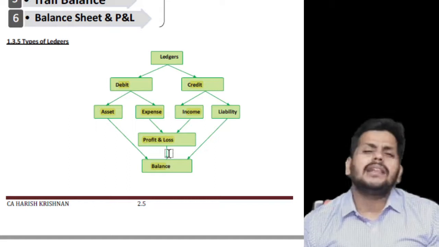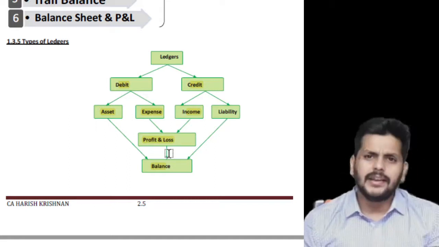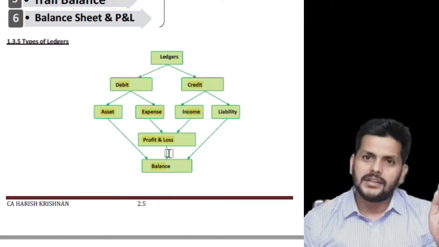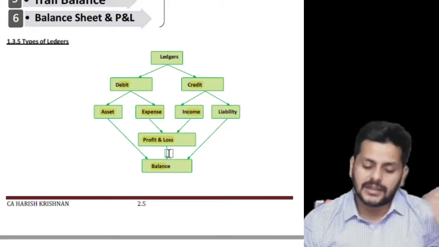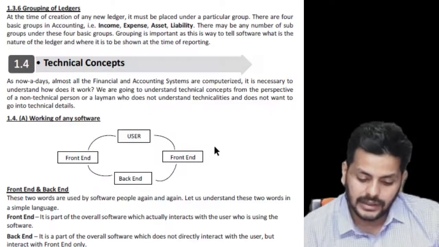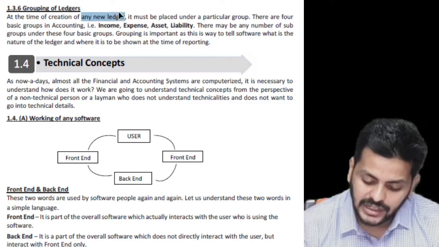Broadly, any ledger will fall under these four heads only. Either it should be an asset, an expense, an income, or a liability. So if you group ledgers, they should fall under these four categories only. Grouping of ledgers.